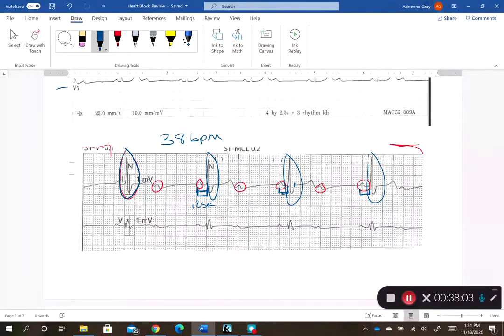But I have more P's than QRS's, so that does fall in line with second degree type 2, and my PR interval remains completely the same every time, so it cannot be a third degree. There's still some relationship between the P waves and the QRS. So this does fall in the second degree type 2 category. Second degree type 2 heart block at 38 beats per minute with a 2 to 1 conduction ratio.